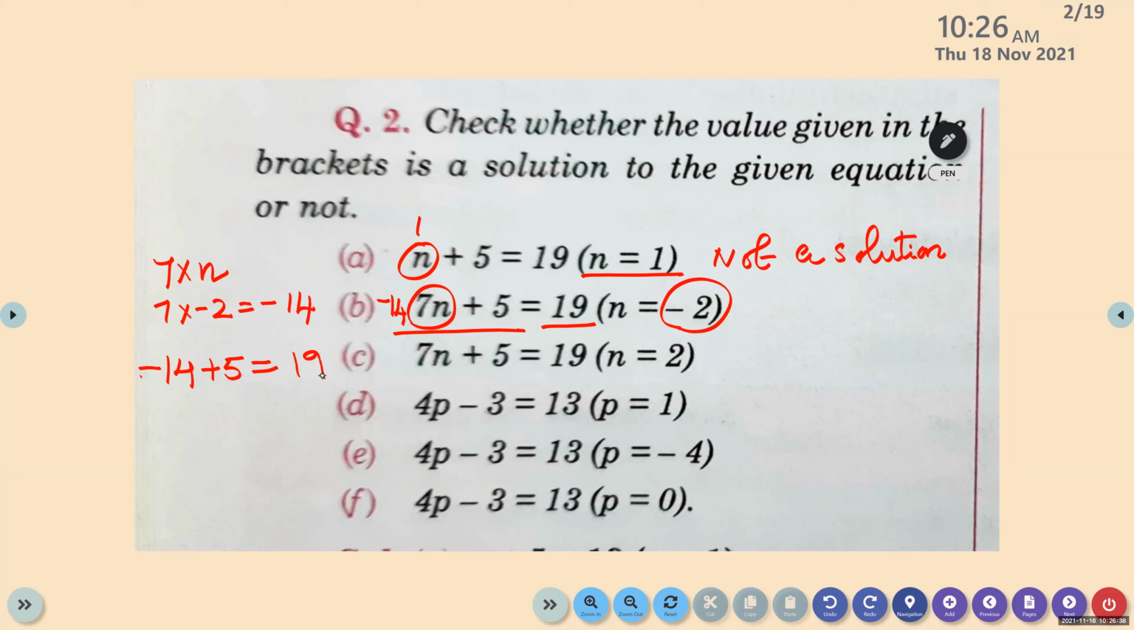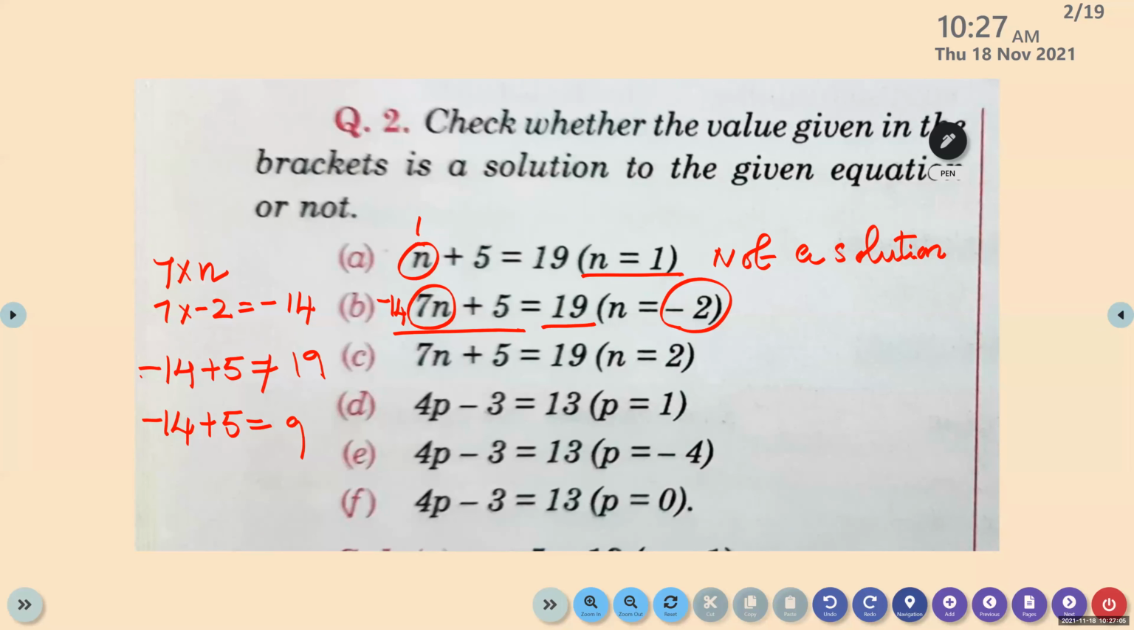One is positive and one is negative, no? So how will you add? When one is negative and the other is positive, what is the rule? Ma'am, we should subtract and put the sign of the greater number, isn't it? Yes. So what will you get when -14 plus 5? Negative 9, ma'am. It is not equal to 19. So it is not a solution.